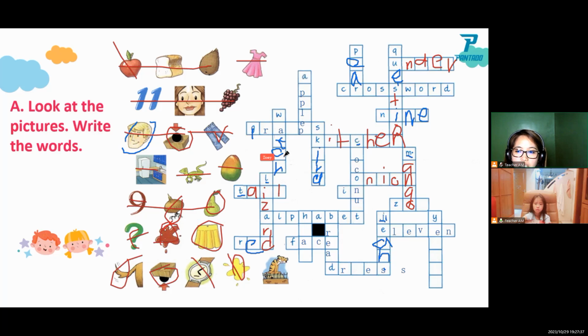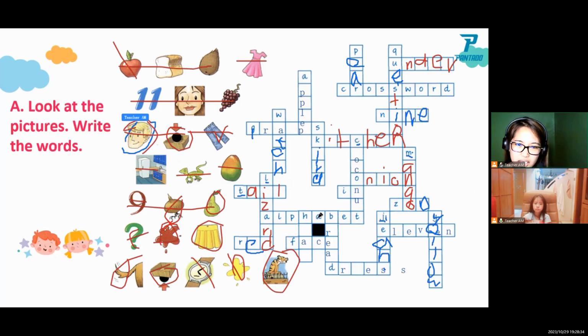Okay, now what color is this? Yellow. Now let's write yellow here. Y E L L O W. Okay, and lastly we have Z. Zoo. Write the missing letter. You know it, Zoey. Very good. Wow.